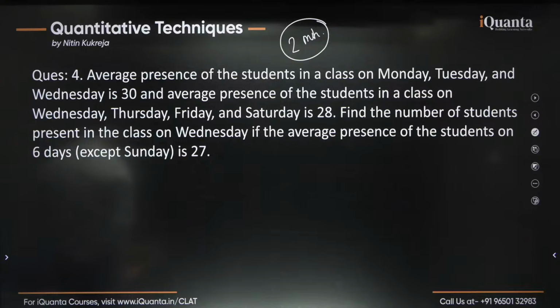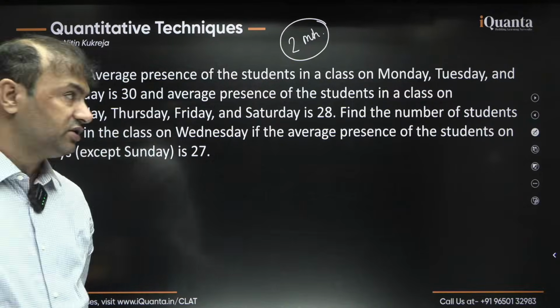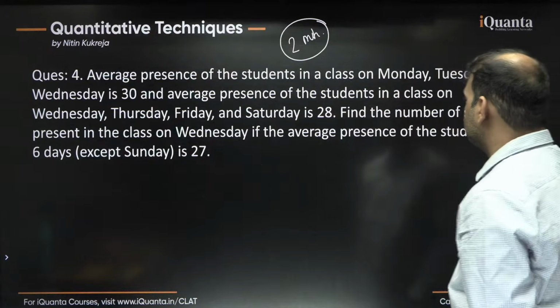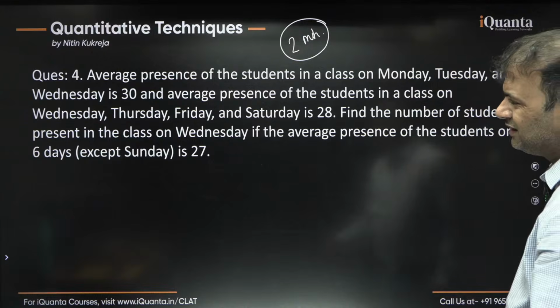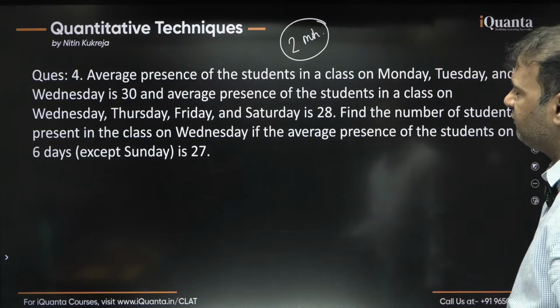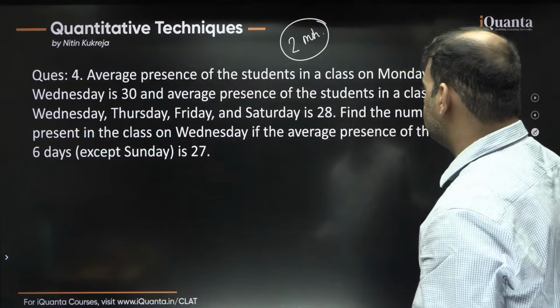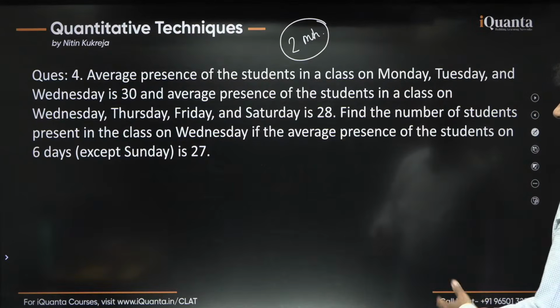Guys, no answer so far. Maybe I should explain, right? Okay, I think I should explain this. The question says that the average presence of the students in a class on Monday, Tuesday and Wednesday is given to us as 30, and the average presence of the students in a class on Wednesday, Thursday, Friday, Saturday is given to us as 28.